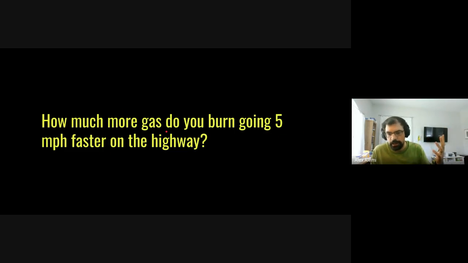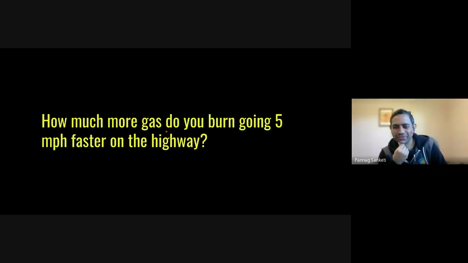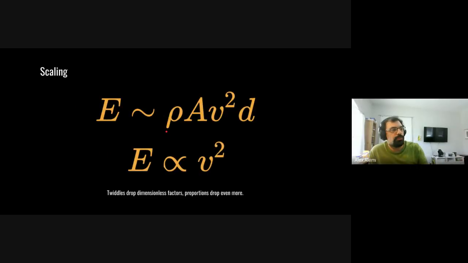Now that we have some understanding of air drag, this is something that we can immediately answer. How much more gas do you burn going 5 miles an hour faster down the highway? We can use scaling. We know that the force went like v squared, and energy goes like force times distance, so the energy that you use over some fixed distance is going to go like v squared. We just know the fact that the energy is quadratic in the velocity, and we can use that to solve the problem.